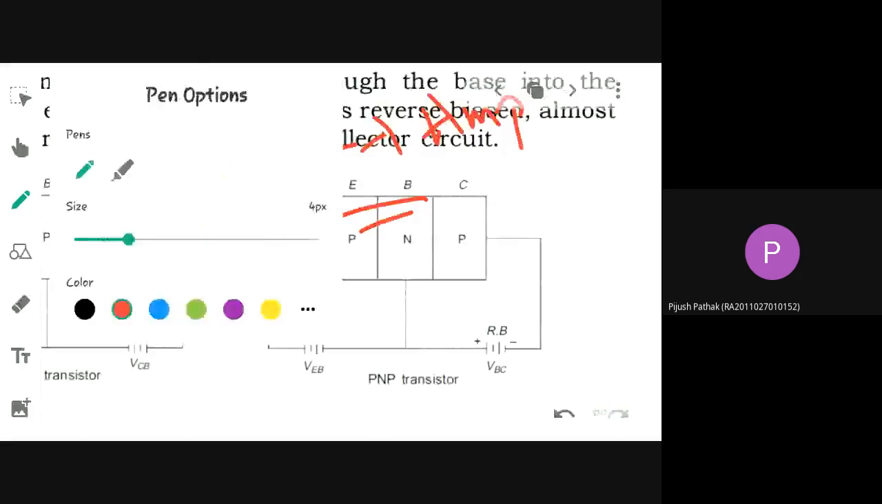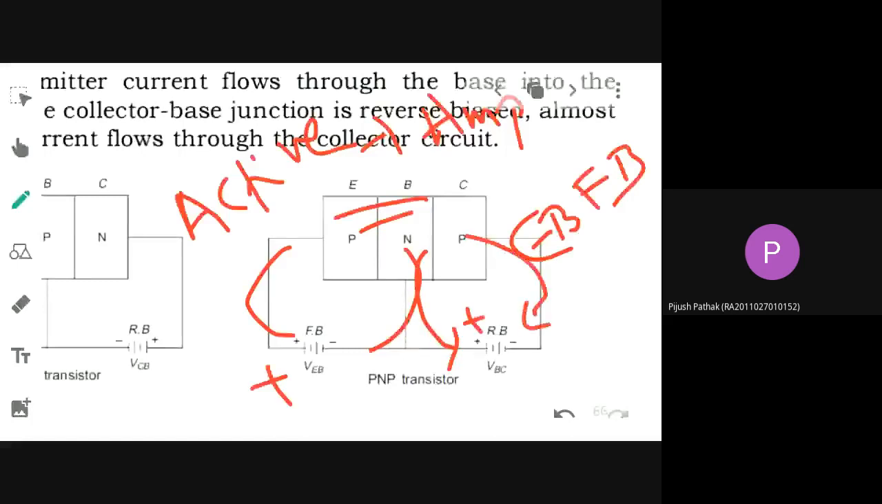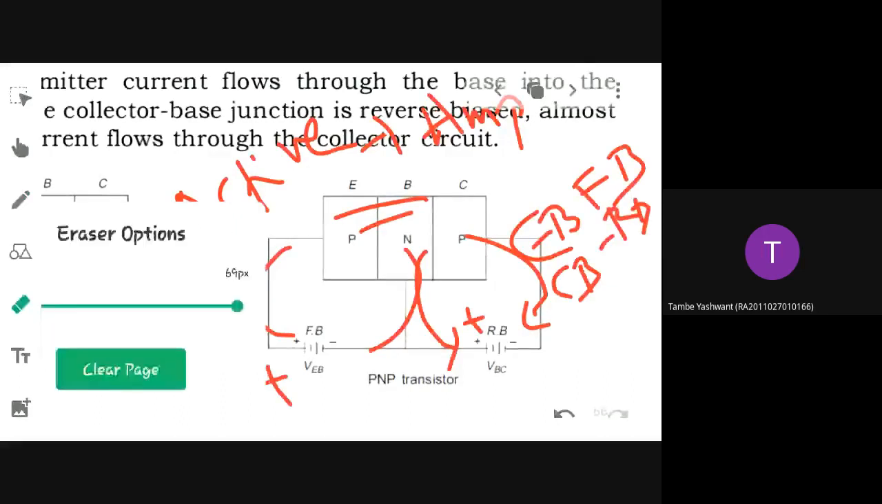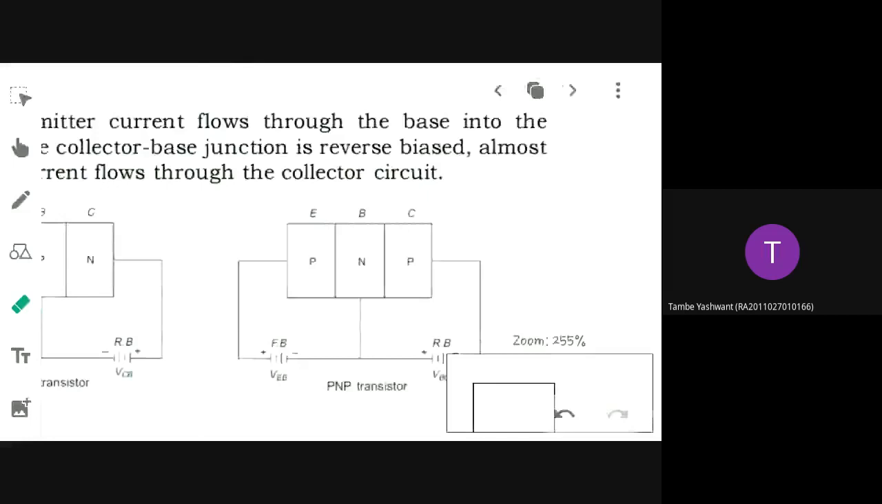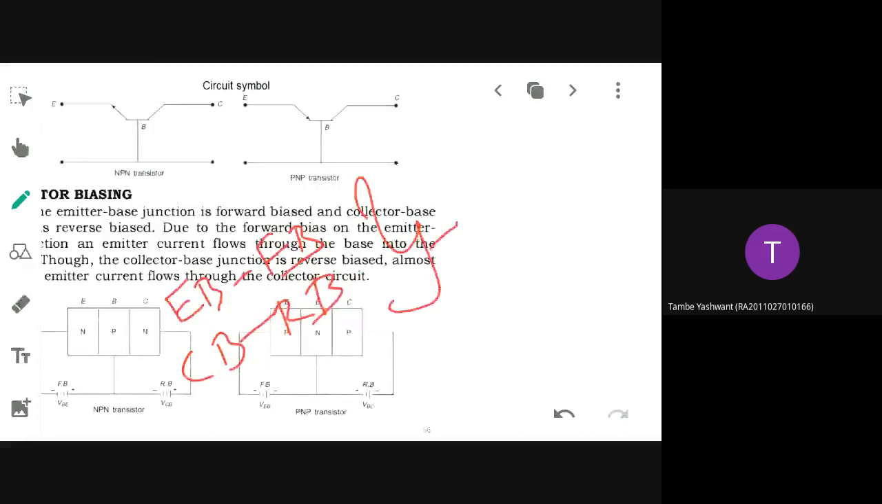Now, if you are using a PNP transistor, you can refer to the diagram. What biasing is given here? P is given to positive and N is given to negative. So what type of biasing? Emitter base, forward biased. If you move to the other side, where N is connected to positive and P is connected to negative, what type of biasing are you going to give to the collector base? That is reverse bias. Okay, so whenever the emitter base is forward biased and the collector base is reverse biased, then the region of operation will be active.